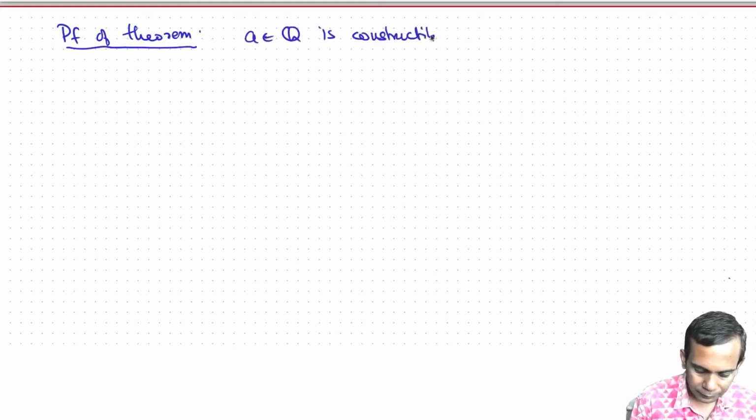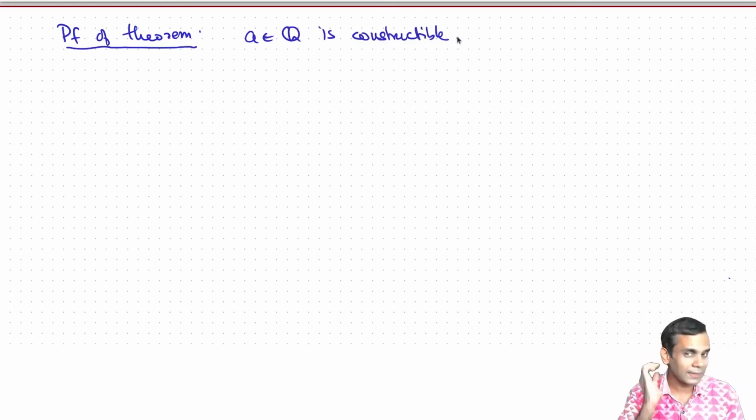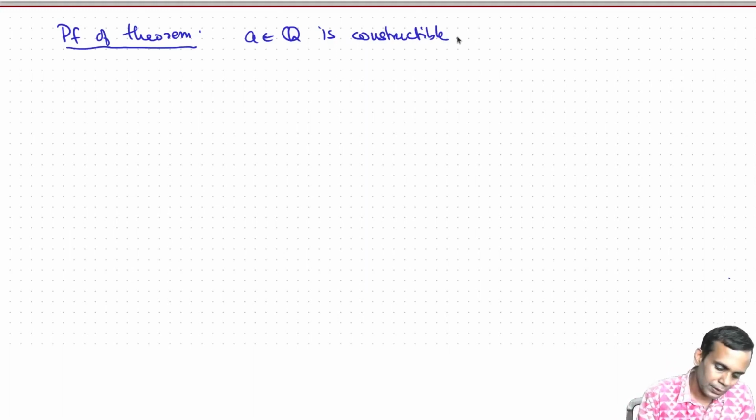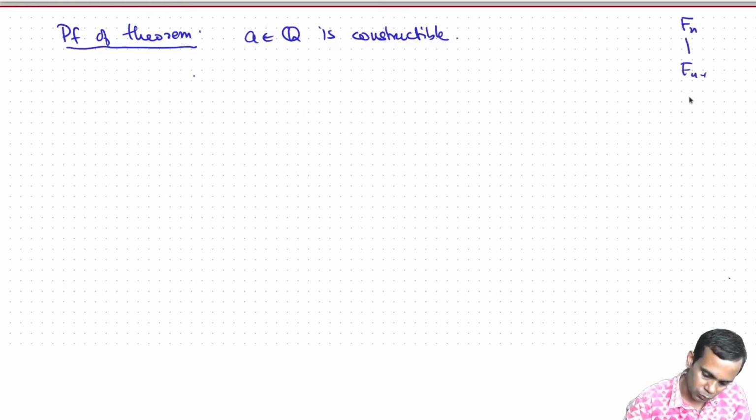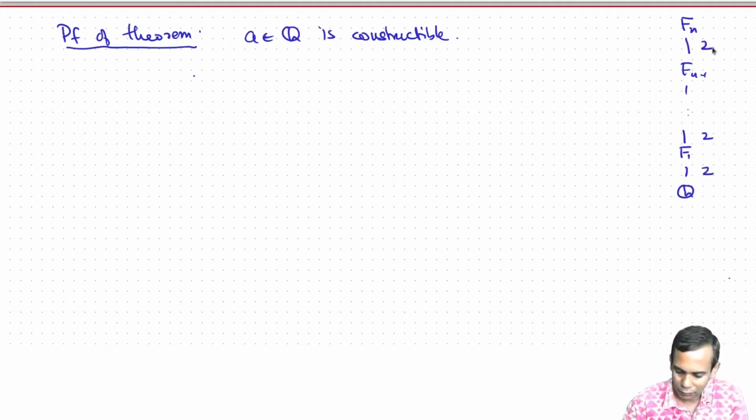Why is this? Every rational number is constructible because 1 is constructible, and constructible numbers form a field. So if 1 is in a field, then all rational numbers are in that field. So every element of Q is constructible. And now applying this lemma, we have this extension Fn, Fn minus 1, down to F1 over Q, and each of these extensions is of degree 2. So now every element in Q is constructible.